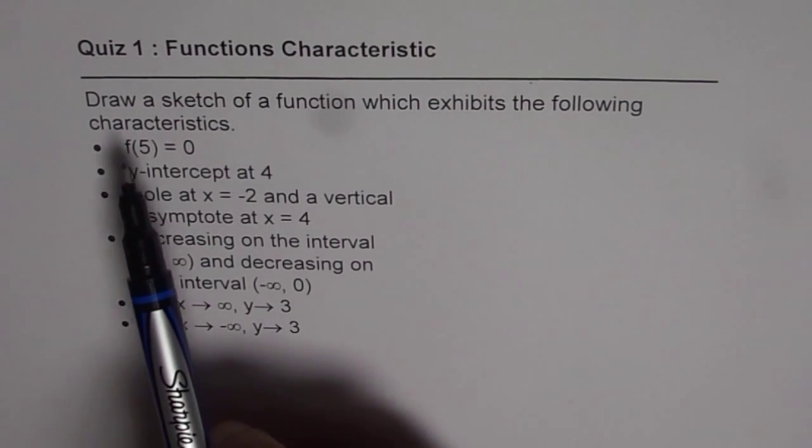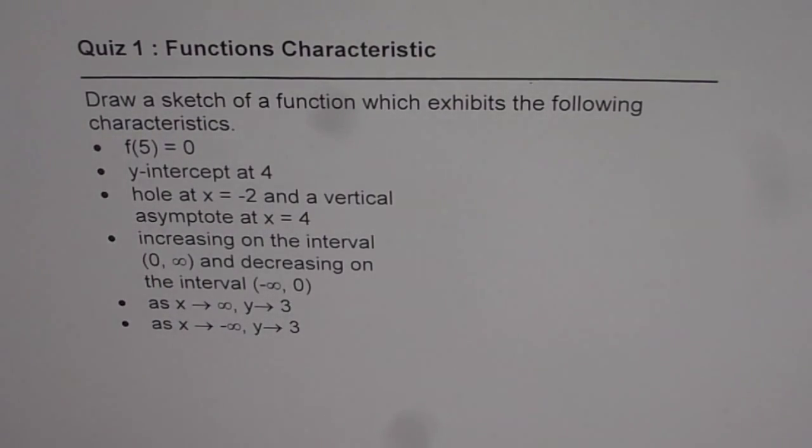The question here is to draw a sketch of a function which exhibits the following characteristics. f(5) equals 0, y-intercept at 4, hole at x equals minus 2, and a vertical asymptote at x equals 4, increasing on the interval 0 to infinity and decreasing on the interval minus infinity to 0. As x approaches infinity, y approaches 3, and as x approaches minus infinity, y approaches 3.